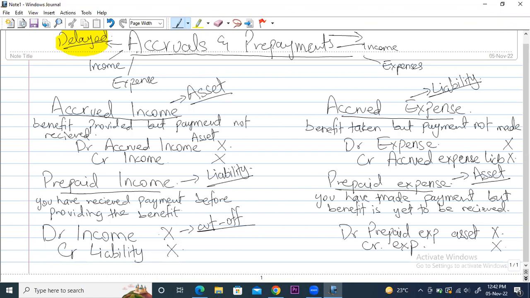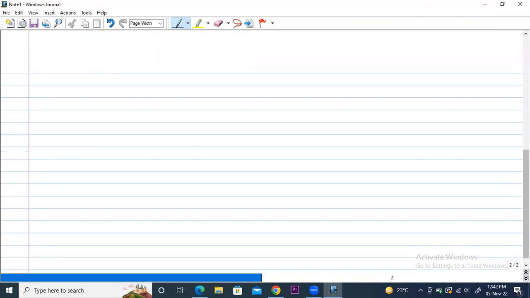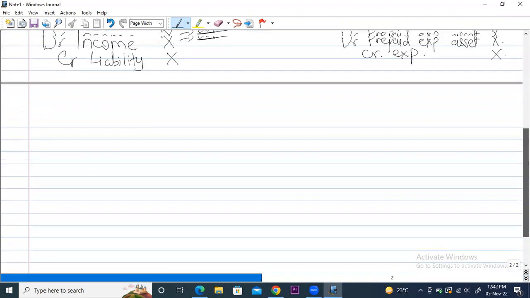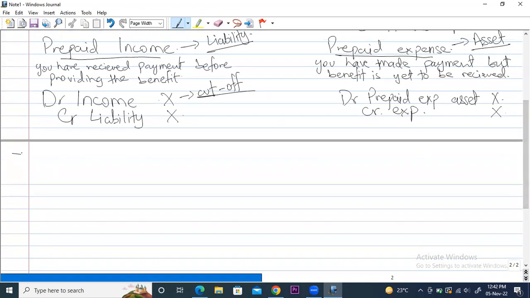And the second thing that you have to remember, I'm writing a small note over here. Always remember that prepayments reduce the expenses for the year. Prepayment reduces the expenses for the year. Over here, I'm talking about prepaid expense.